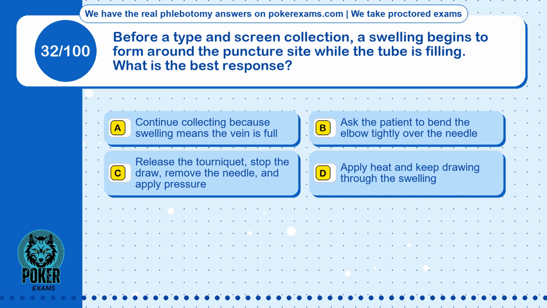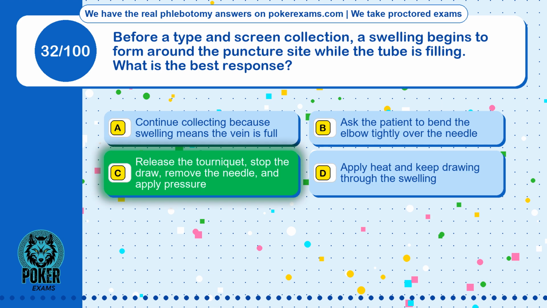Question 32. Before a type and screen collection, a swelling begins to form around the puncture site while the tube is filling. What is the best response? Option A. Continue collecting because swelling means the vein is full. Option B. Ask the patient to bend the elbow tightly over the needle. Option C. Release the tourniquet, stop the draw, remove the needle, and apply pressure. Option D. Apply heat and keep drawing through the swelling.